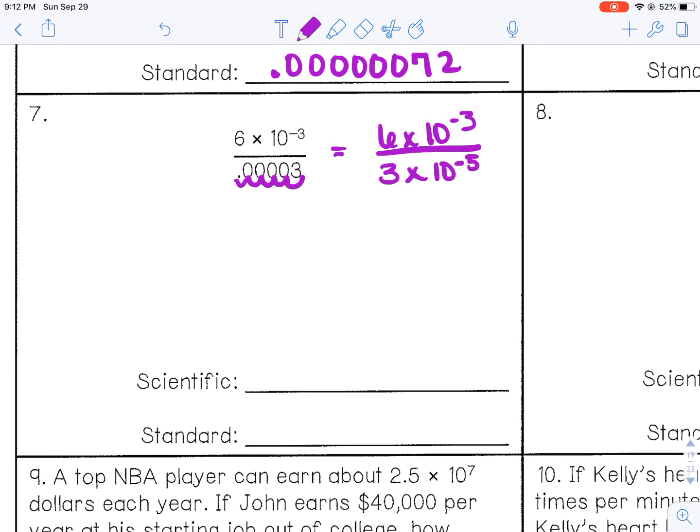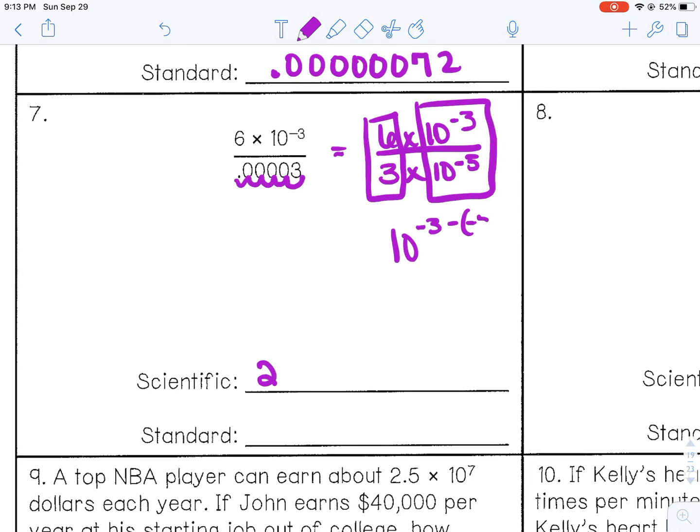So that would be a negative 5. All right, 6 divided by 3, that's the easy part. That's going to give me 2. And then here, be careful with your rules of signs. That is 10 to the negative 3 minus a negative 5. Okay, so don't forget that.